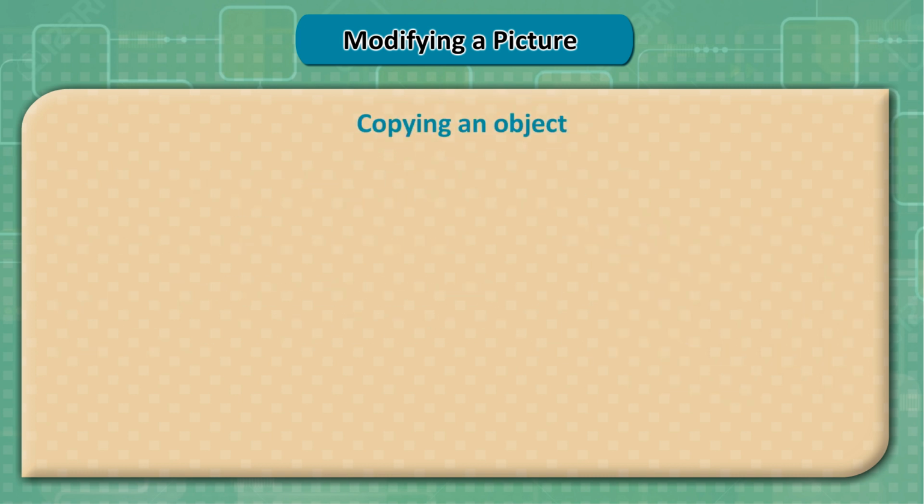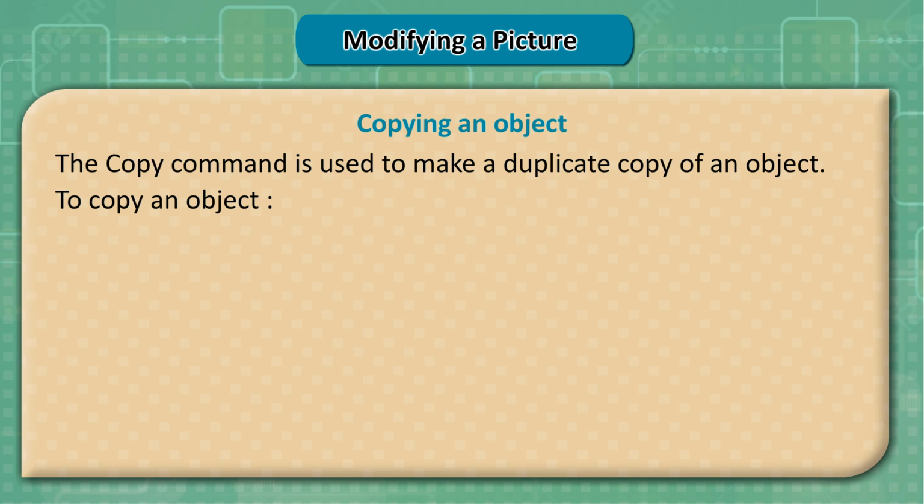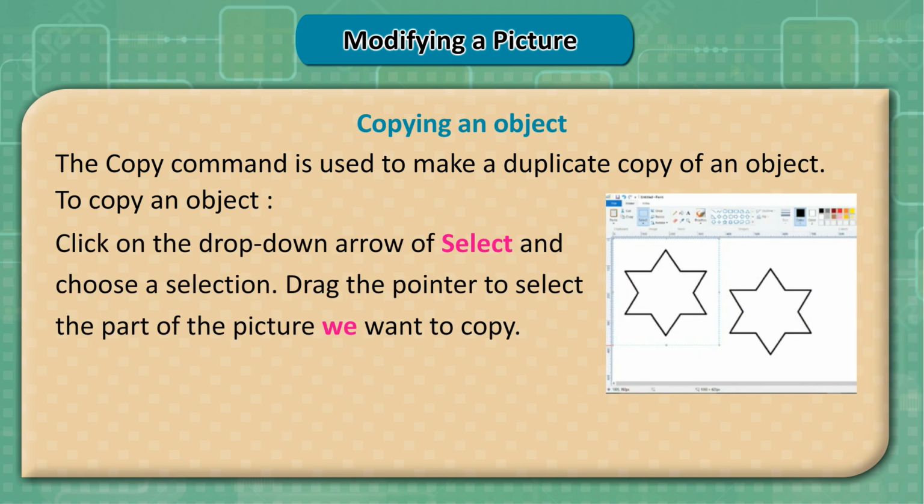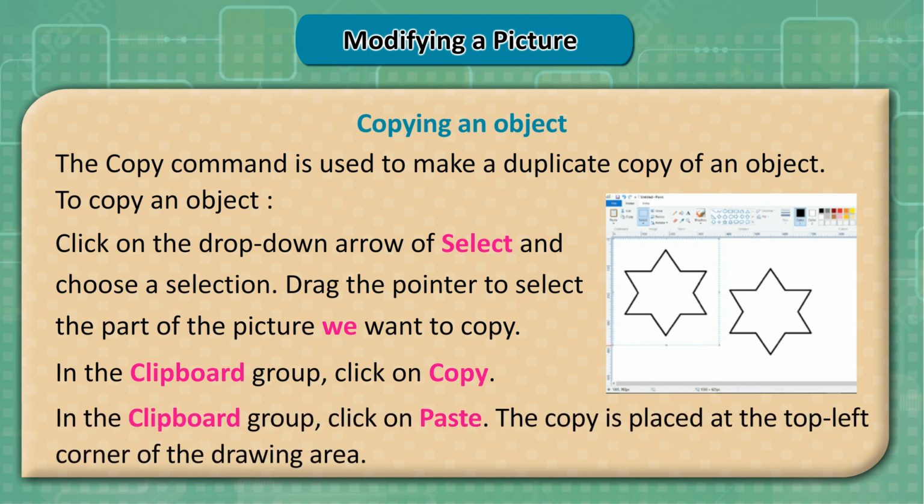Copying an object. The copy command is used to make a duplicate copy of an object. To copy an object, click on the drop-down arrow of Select and choose a selection. Drag the pointer to select the part of the picture we want to copy. In the clipboard group, click on Copy. In the clipboard group, click on Paste. The copy is placed at the top left corner of the drawing area.